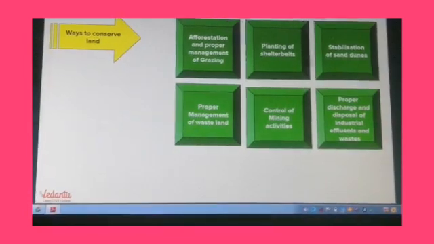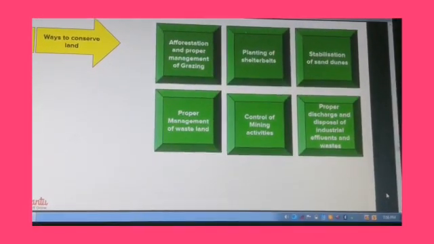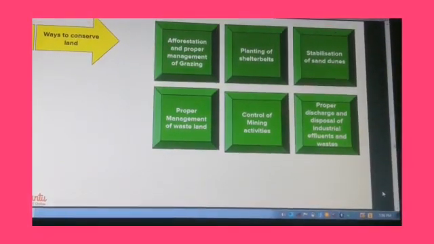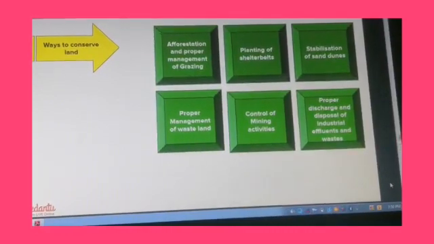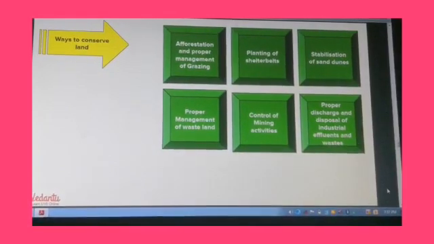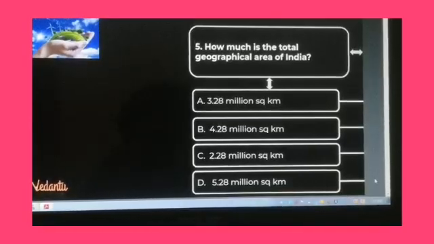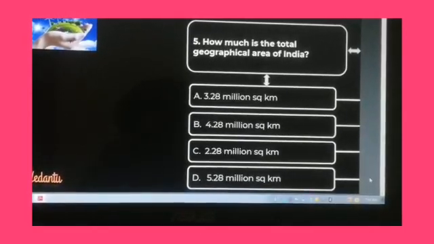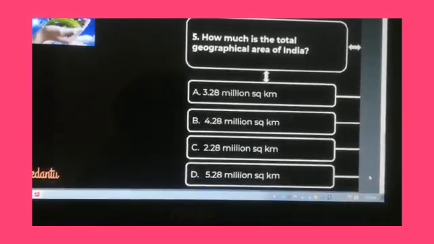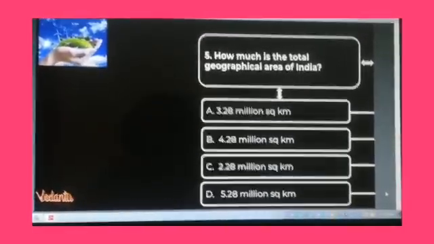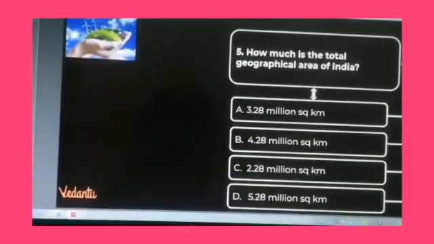It is time for a quiz, so we can go for one small question here. How much is the total geographical area of India? 3.28 million square kilometers, 4.28 million square kilometers, 2.28 million square kilometers, or 5.28 million square kilometers? You know the answer.